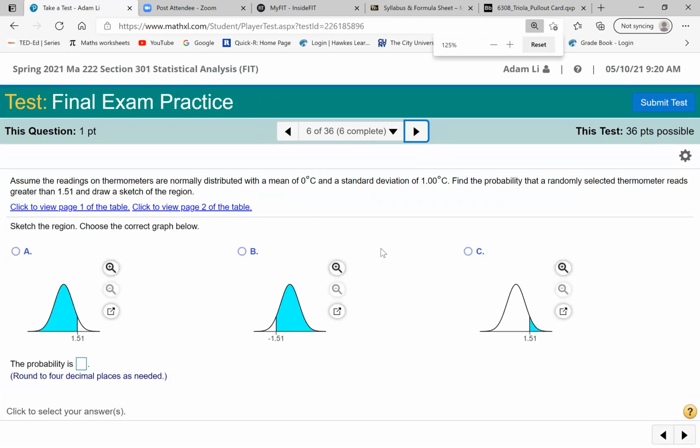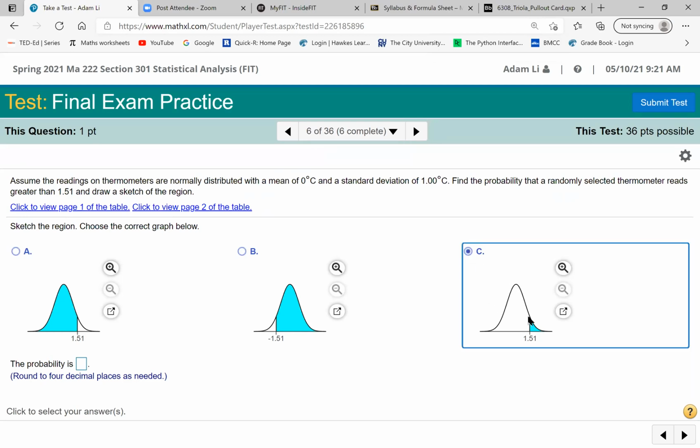And now look at the third question here. Assume the readings on thermometers are normally distributed. So this is a standard normal distribution because the mean is 0 and the standard deviation is equal to 1, and you will find the probability a randomly selected thermometer reads greater than 1.51. Greater than meaning we want area to the right. 1.51 is a positive number. So 0 is right in the middle. A positive number is on the right-hand side of the 0, or the center. Okay, so it must be C, right?